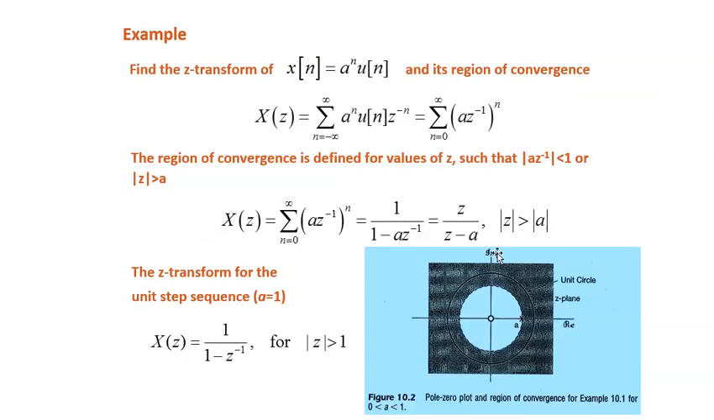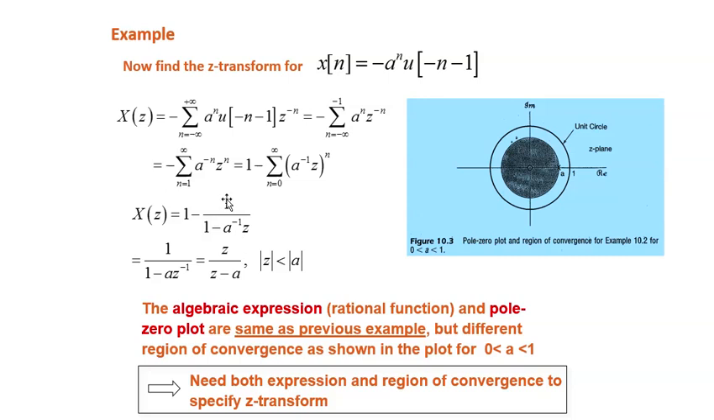In the previous example, z had to be greater than a, right? Here, z had to be smaller than a. Why? Because in the previous example, our answer was 1 over 1 minus a z to the power of minus 1. Here, it was 1 over 1 minus a to the power of minus 1 z, right? So in this case, this value a to the power of minus 1 z has to be smaller than 1. This would mean z over a has to be smaller than 1. So that's why z has to be smaller than a. So this is the region of convergence, and the Z transform is this value.